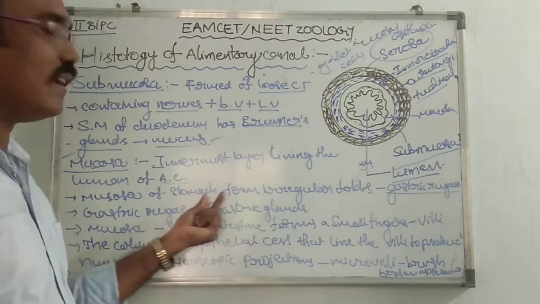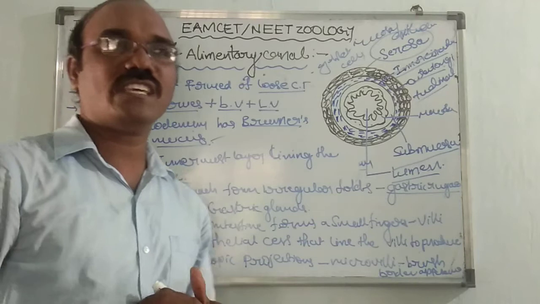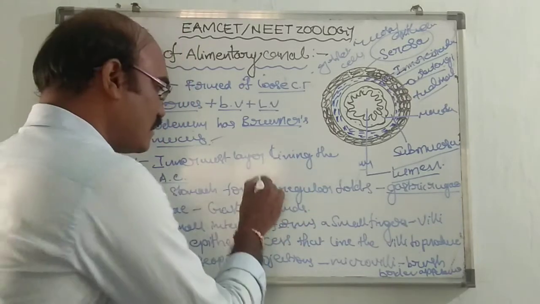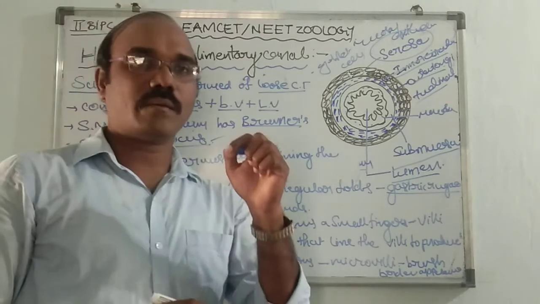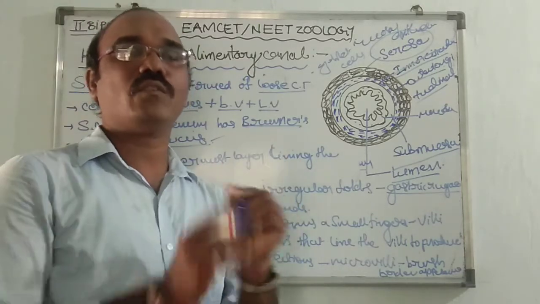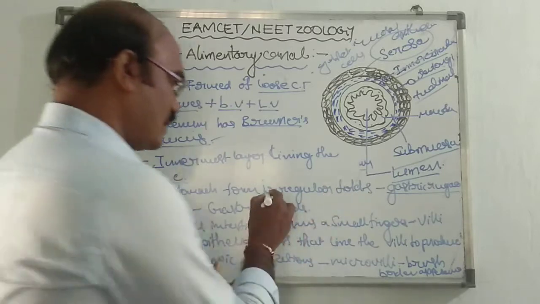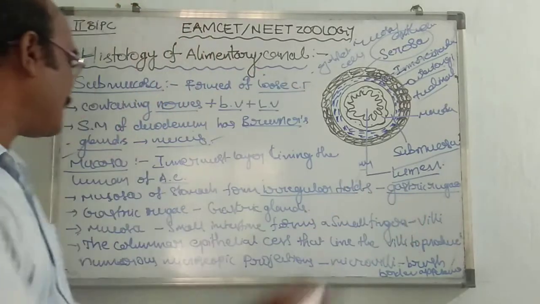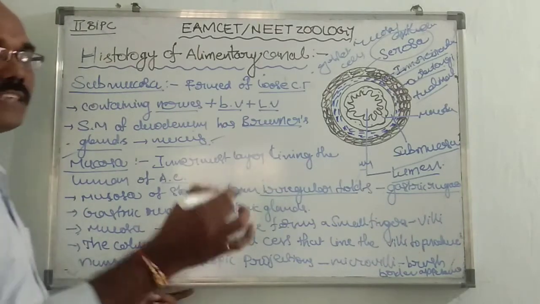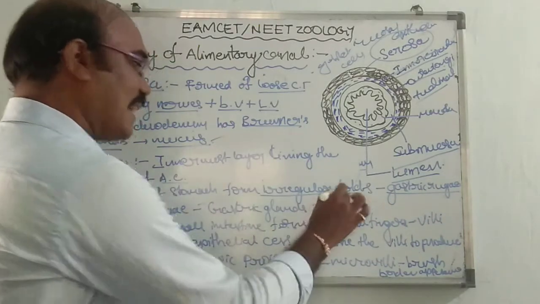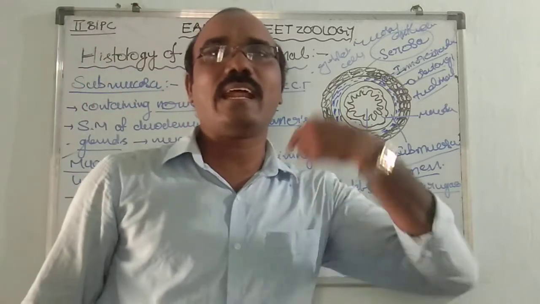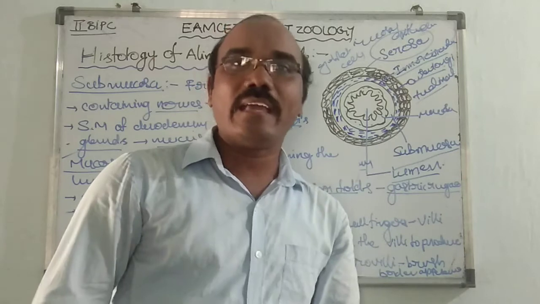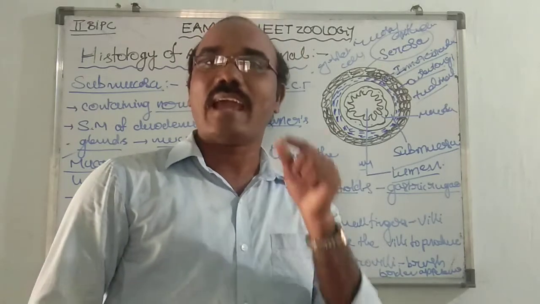Then the mucosa of the stomach. The mucosa of the stomach forms irregular folds. These irregular folds are called gastric rugae. These gastric rugae contain special glands called gastric glands. The gastric glands secrete gastric juice, which contains inactive enzymes and HCl.